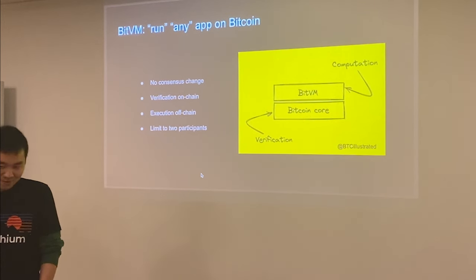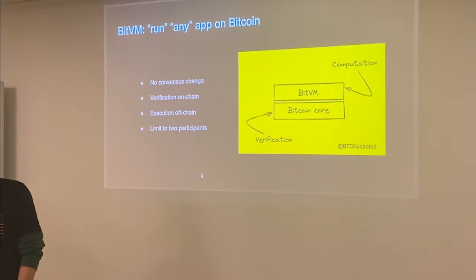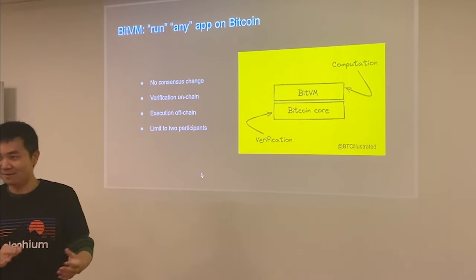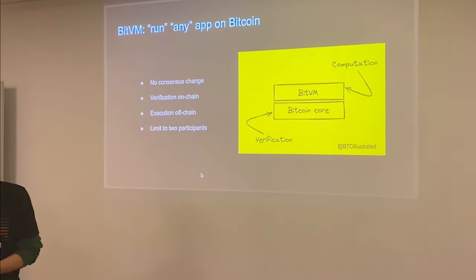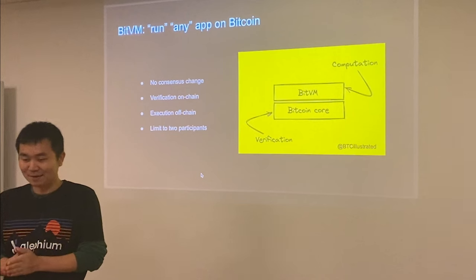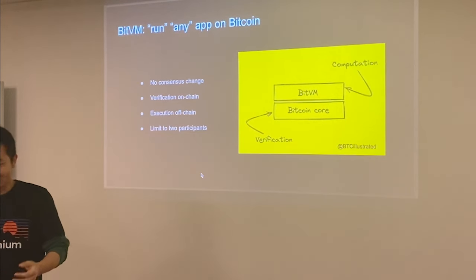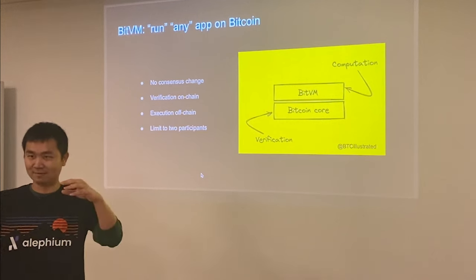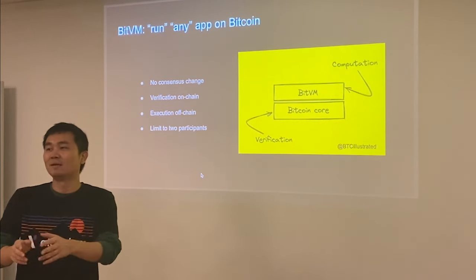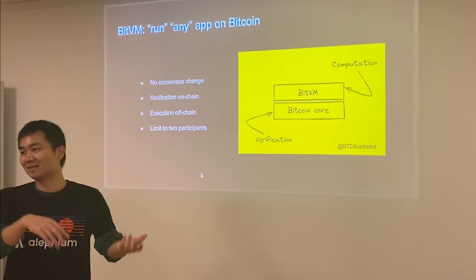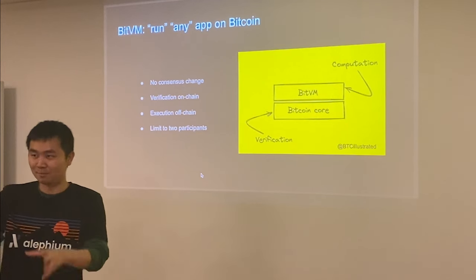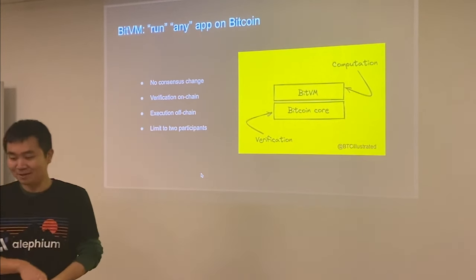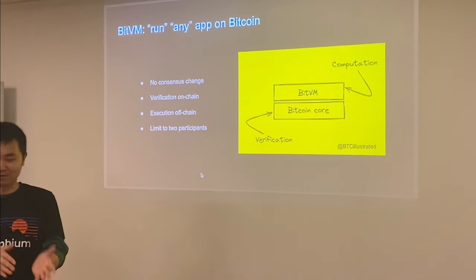What is BitVM? BitVM basically tries to run any kind of applications or programs on Bitcoin. You can see it in that way. But as I say, "any" is in quotes. First, you cannot run it directly on Bitcoin. The execution is moved off chain, so you don't need to execute it directly on Bitcoin, because Bitcoin script is limited, right? Sometimes it's too expensive to execute it, because the block is limited to 1 megabyte, and the cost may be too high. But anyway, you cannot directly execute the program on Bitcoin.